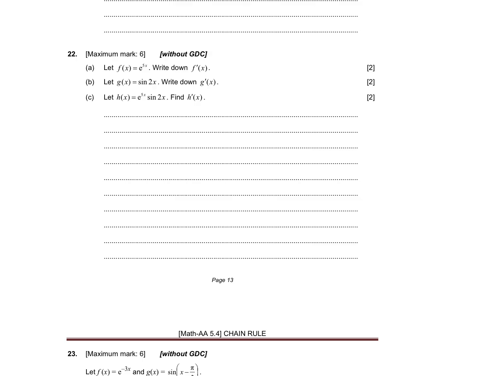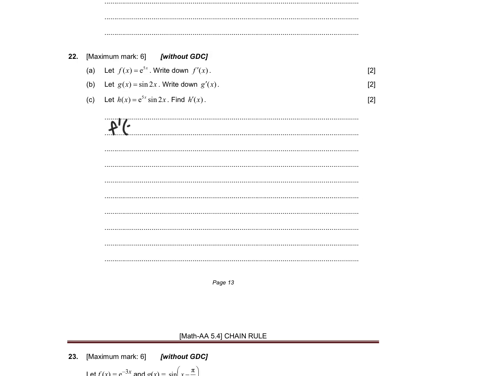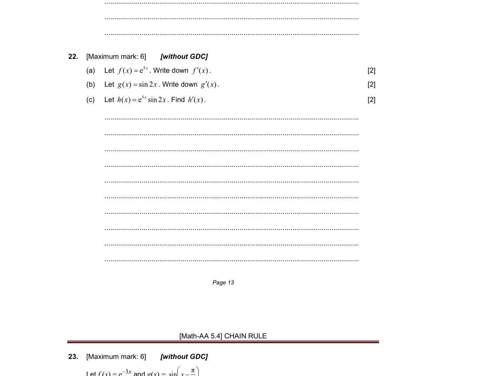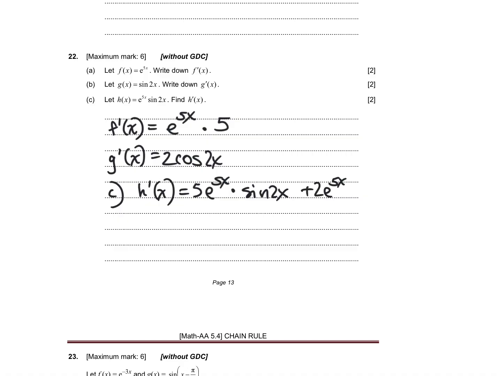All right, 23, we've got the derivative is going to be of e, e to the 5x times the derivative of the inside function. G is going to be cosine 2x times the derivative of the inside function, 2. And then C, we've got product rule. So we've got the derivative of the first, which is 5e to the 5x, times the second, plus the first times the derivative of the second.